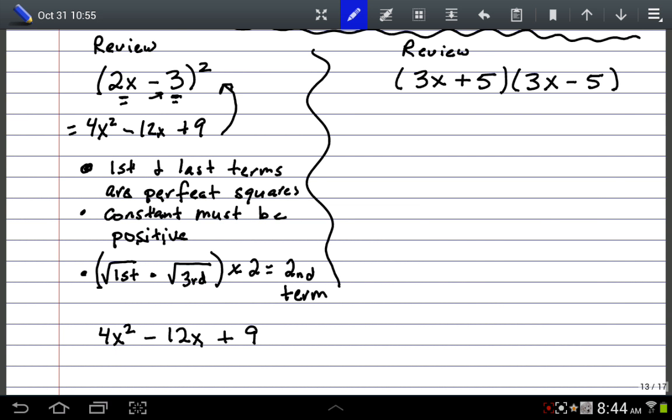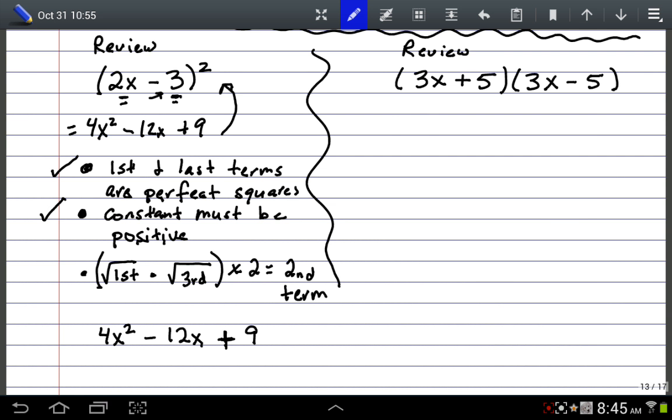I'm going to check this off my list. Next, the constant must be positive. Remember, the constant is the one that doesn't have a variable, so in this case the constant is 9, and sure enough, that 9 is positive. So my constant is positive.